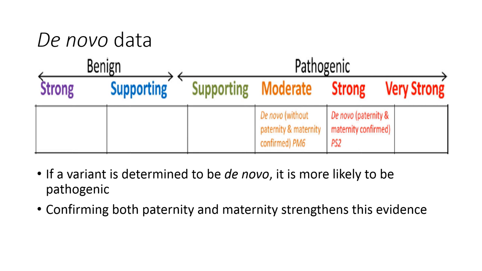This is most often done clinically through trio analysis for exome or genome sequencing, since the bioinformatic processing of samples also confirms biological relatedness. If paternity and maternity are not confirmed, which is often encountered when parental testing is completed after a variant is identified in the proband, then de novo evidence is considered moderate.